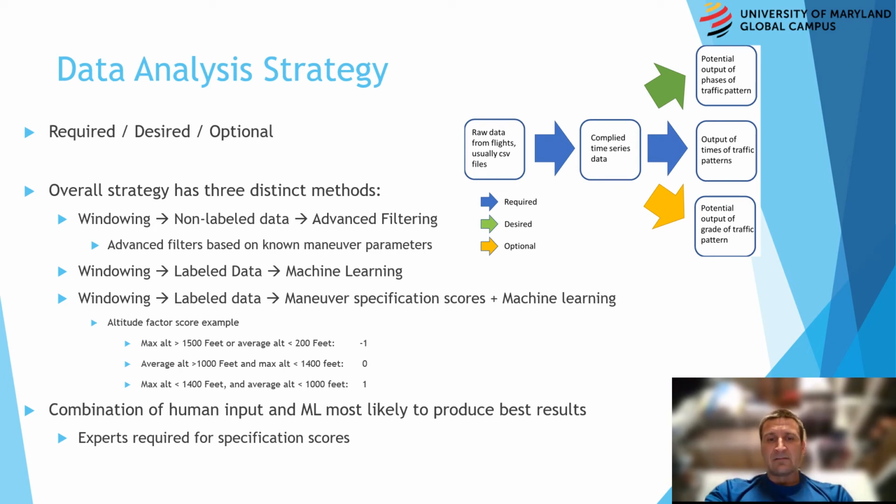So basically using advanced filtering and machine learning together, what I'm going to call maneuver specification scores. Those are a way of filtering. You can see an example there where I took an altitude factor. If you can read all those, but if there are certain regimes where the aircraft is operating in each window, it'll give it a score. And then with the machine learning technique, you combine that with other variables to predict what is occurring during the time periods.